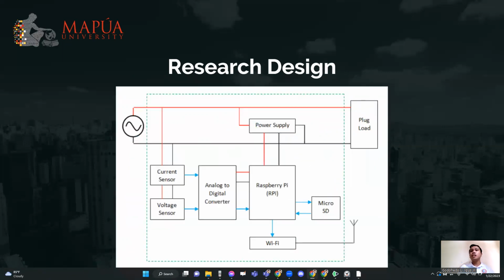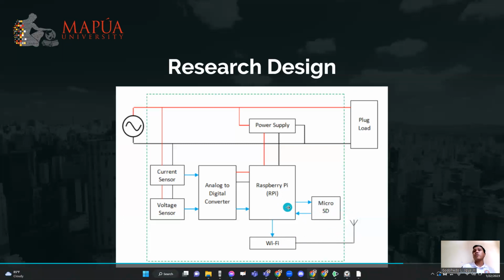Still on the research design, I have here the framework for the e-plug. This is the architecture of the e-plug. From the power source, I have connected a current sensor and a voltage sensor, and then the raw data is converted from analog to digital and processed by the Raspberry Pi. Then with some machine learning algorithm, the data will be transferred through Wi-Fi, or it can be stored in a micro SD card.